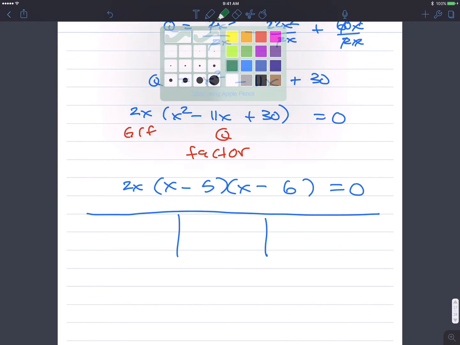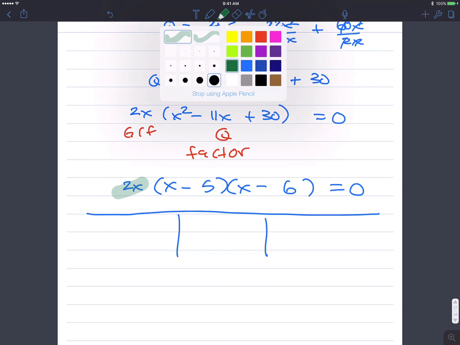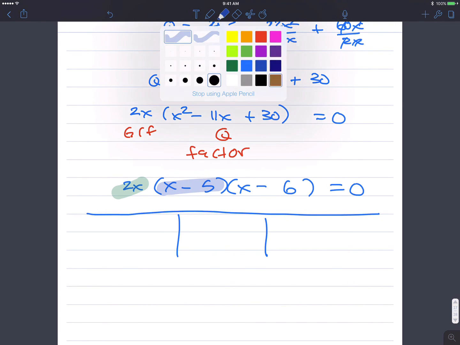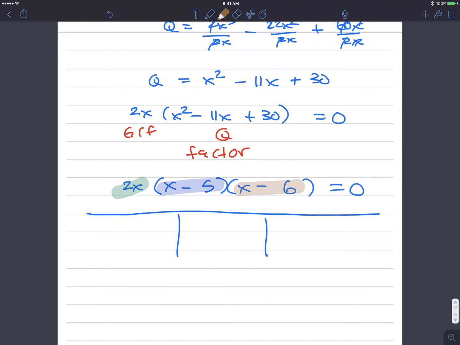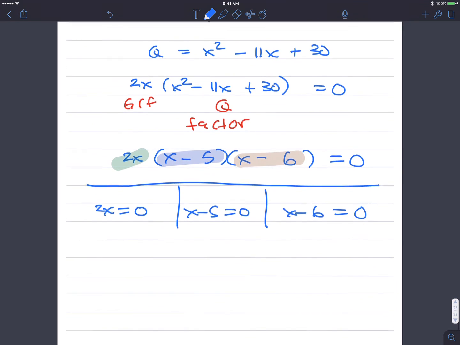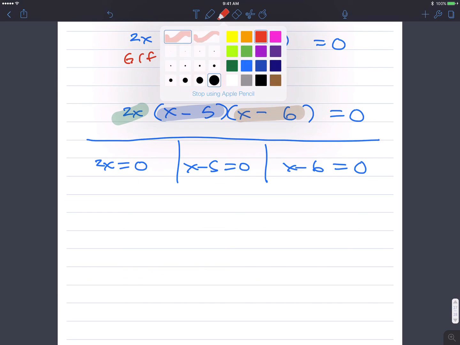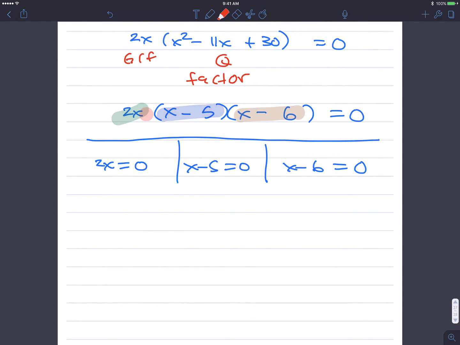Zero product rule. Again, we have our first term, second term, last term. So each one is equal to 0 here. Each one's equal to 0, because my product here, let's actually really talk about it, equals 0, the zero product rule.